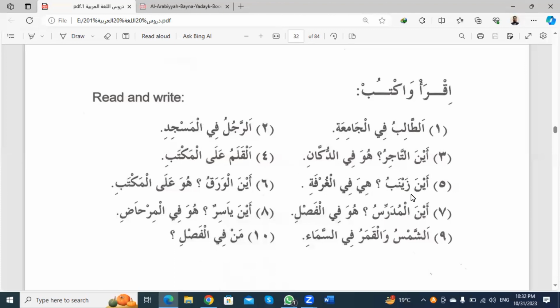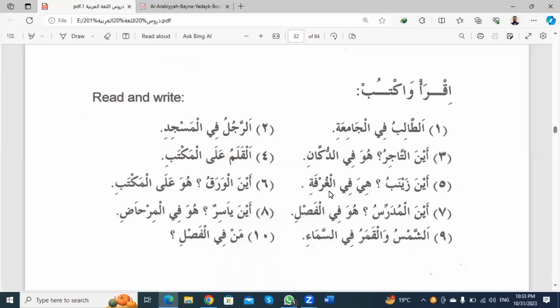Very good. أين زينب. What does it mean? أين, where. زينب, Zainab, is the name of a female. Where is Zainab? And these are Arabic names: Muhammad, Hamid, Zainab. So here: هي في الغرفة. She is in the room. Very good.